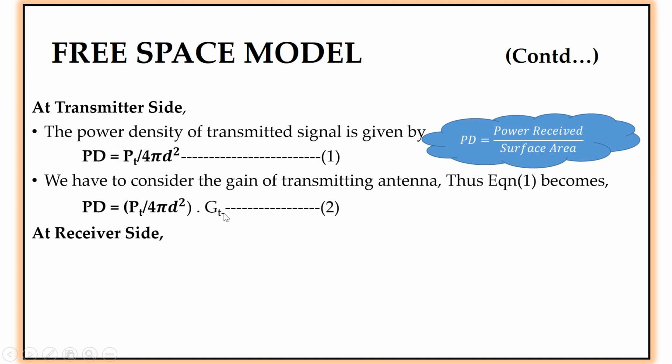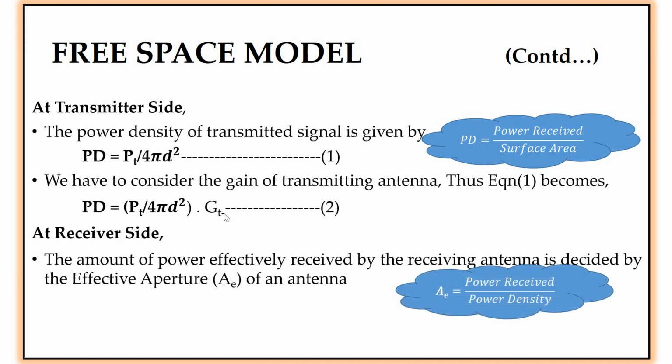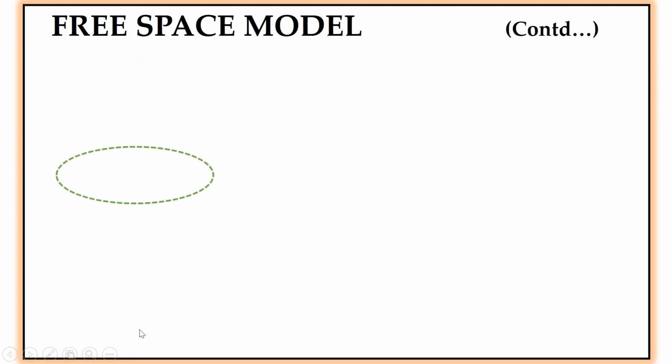Next, coming over to the receiver side, the amount of power effectively received by the receiving antenna is decided by the effective aperture of the antenna. So what does this effective aperture stand for? It is nothing but power received divided by power density. Let us put it into an equation: effective aperture is equal to power received divided by power density. So power PR is equal to PD into AE.